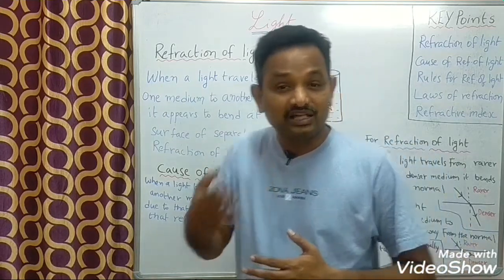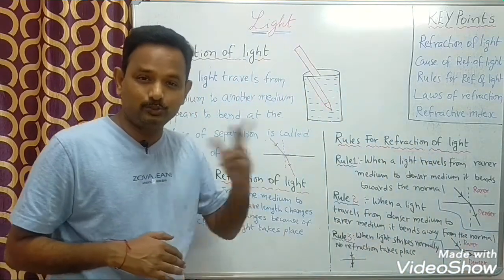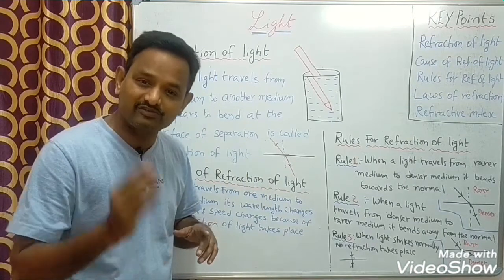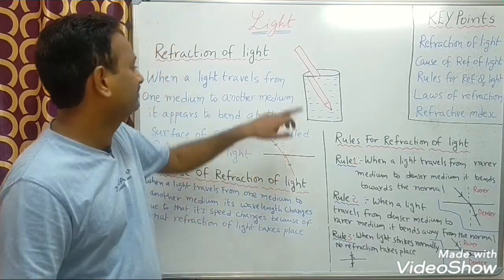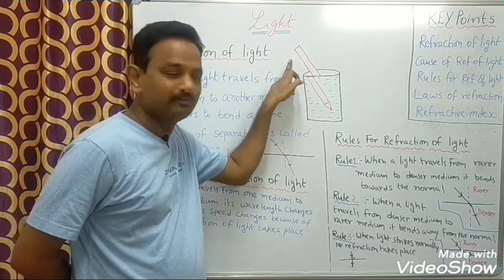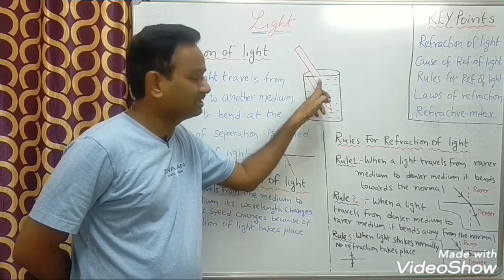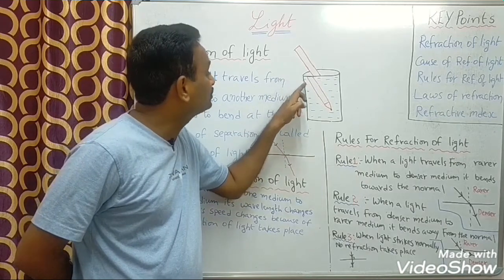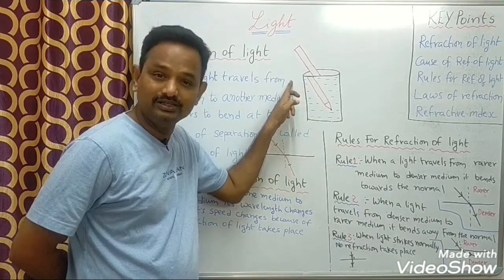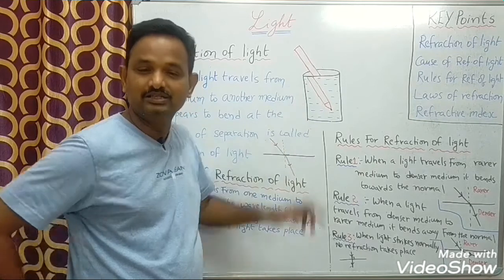Here, the surface which separates two mediums is called the surface of separation. Look here. Here light is traveling from air to water. At the surface of separation, this pencil appears to bend due to refraction of light.